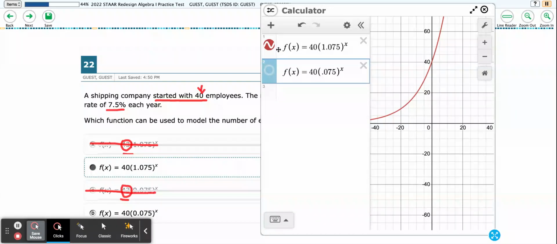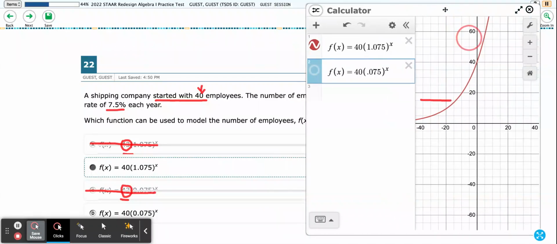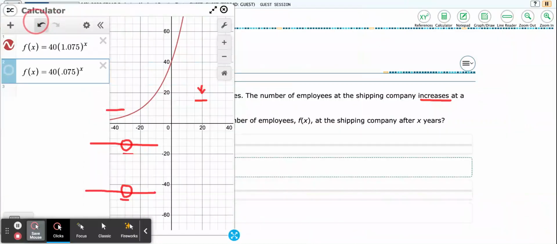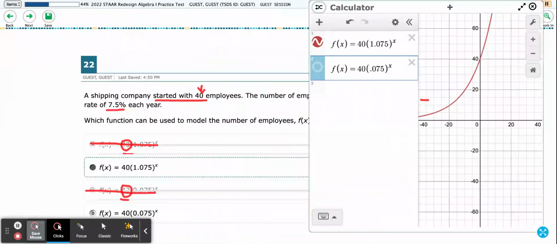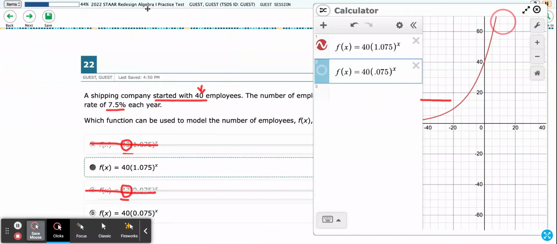So that's how I can use a combination of vocabulary, the increases part, and put it in the graph and match and pick the proper one that is actually increasing.